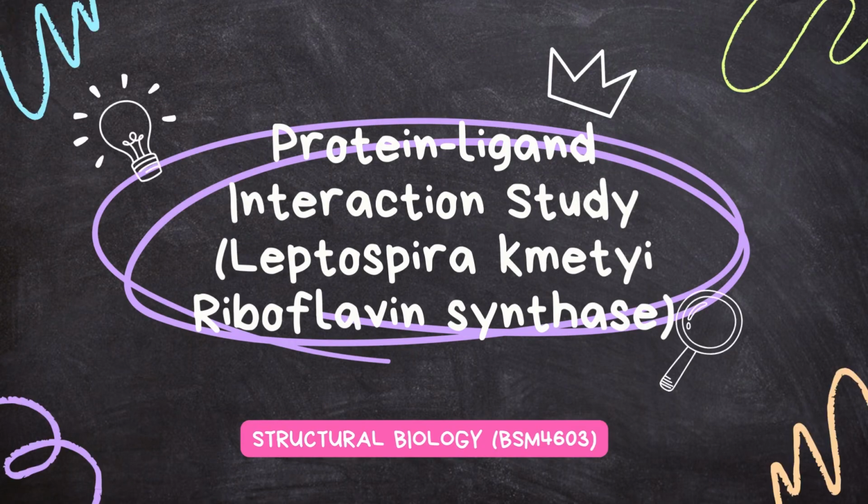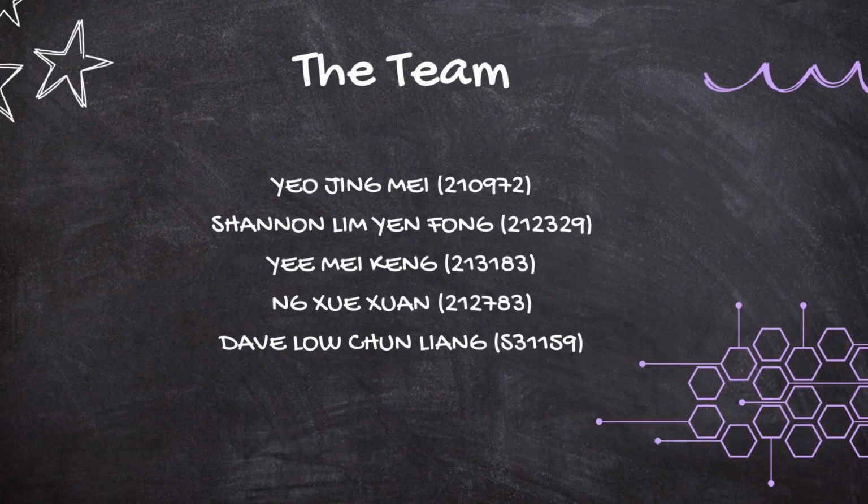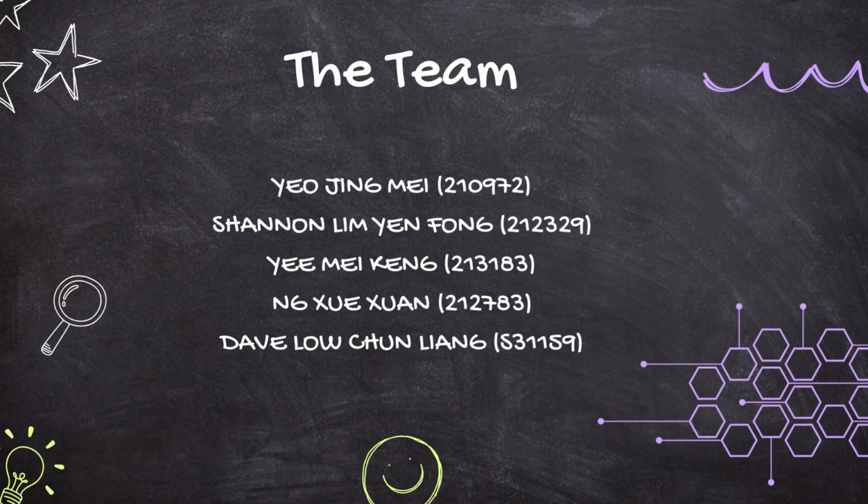Hello everyone, we are from Structural Biology BSN 4603 Group 1 SCL. In this video, we are going to discuss protein-ligand interactions of Leptospira chemically riboflavin synthase. So this is our team.